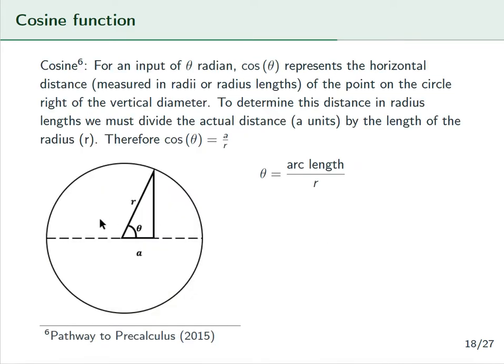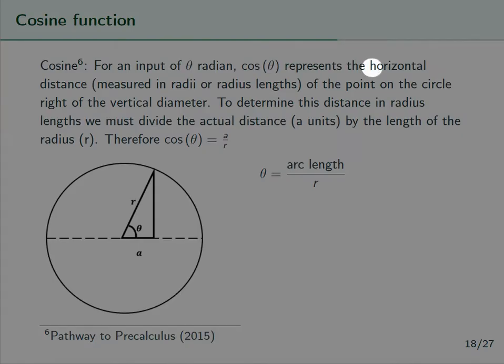So let's look at more detail. Cosine represents horizontal distance, again measured in radius length: 1 radius, 2 radii, or half a radius, of a point on the circle right of the vertical diameter. To determine this distance in radius length, we must divide the actual distance, a units in this diagram, by the length of the radius. Therefore, cosine theta is a over r.